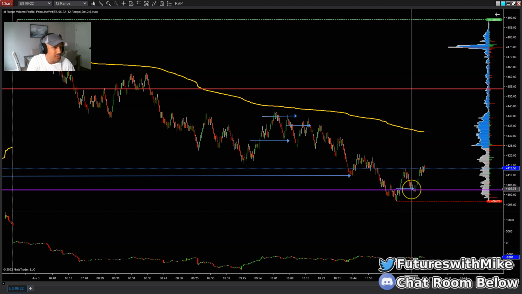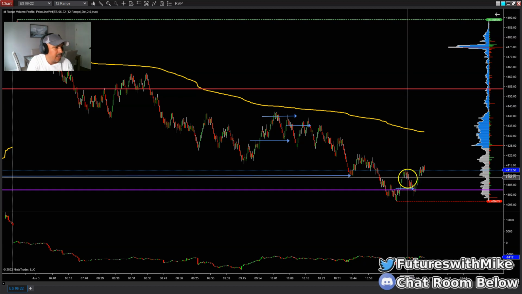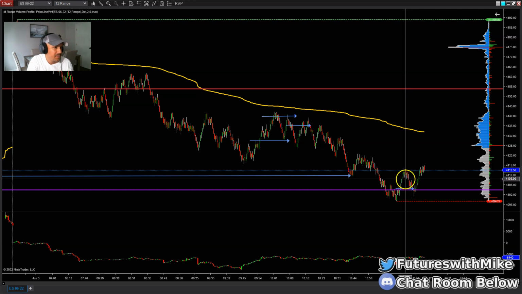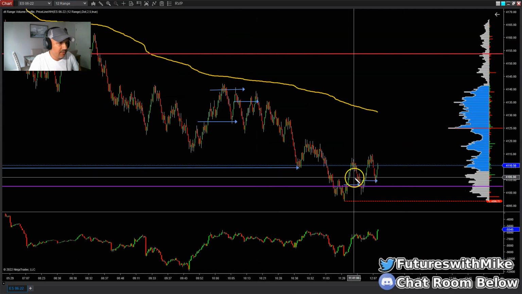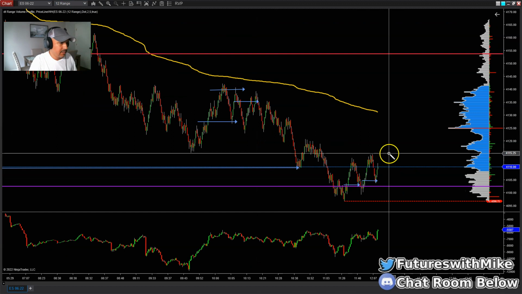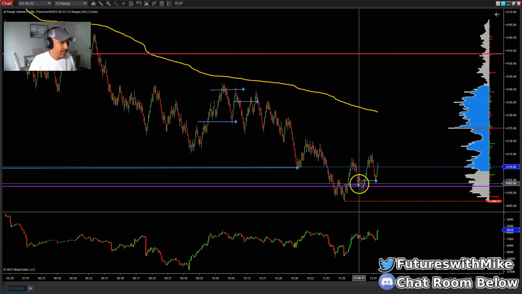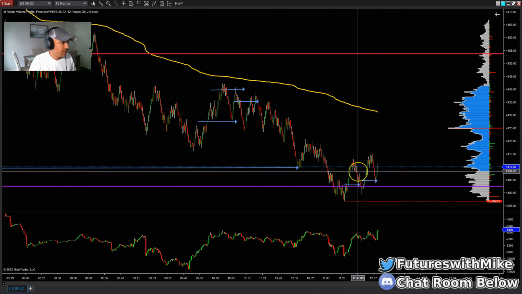So with that said, on a pullback right here, you could go for a little scalp long at 4102 and a half, somewhere in the area right there, just back up to the tops right here, okay? Because you have resistance right back up here at the tops. Okay, so the trade could have been right here. You could have scalped it real quick just for a few ticks, guys.